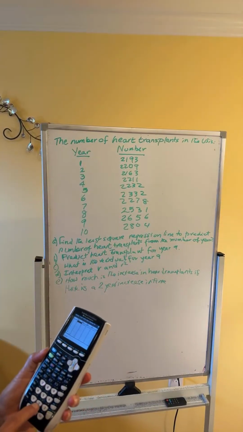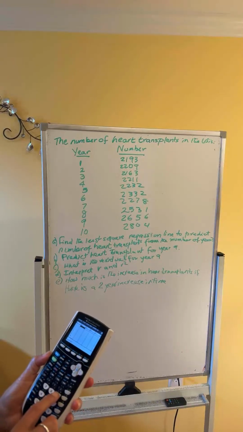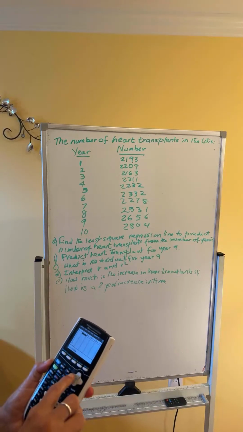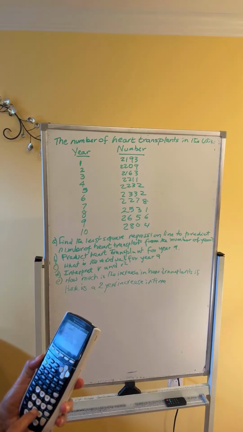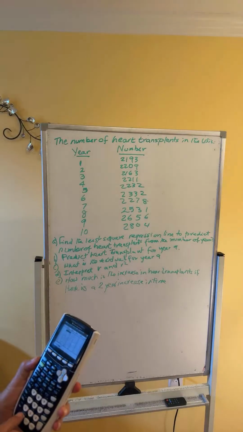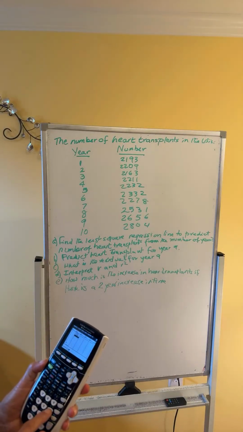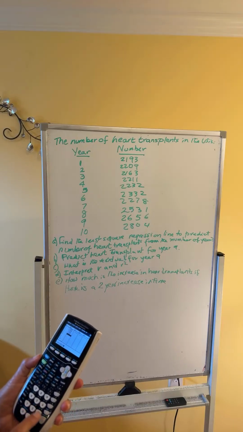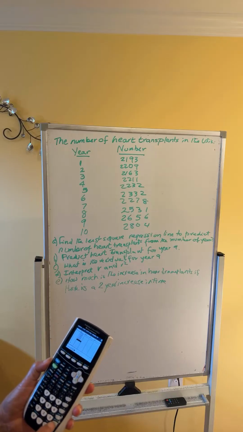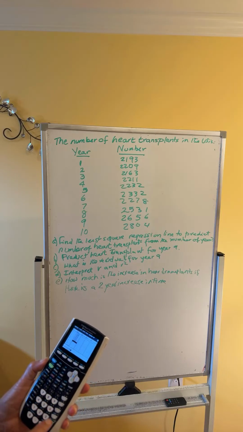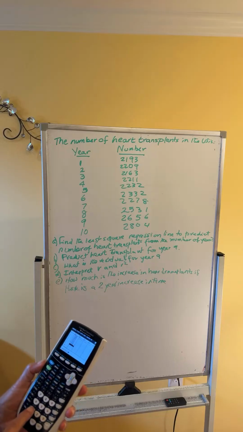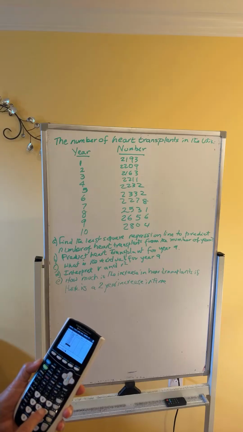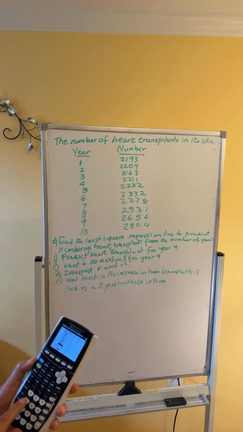So I'm entering the Y numbers in L2: 2193, 2209, 2163, 2211, 2232, 2332, 2278, 2531, 2656, and 2804. So I have entered the X data in L1 and the corresponding Y data in L2.